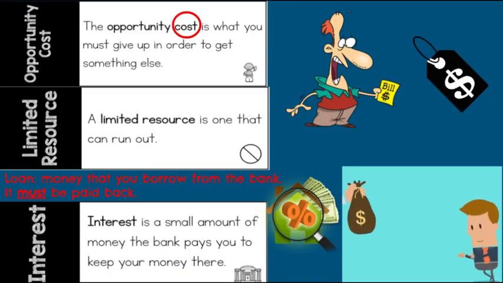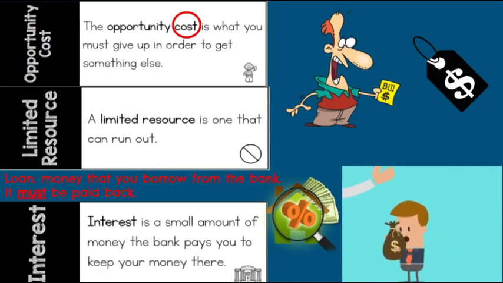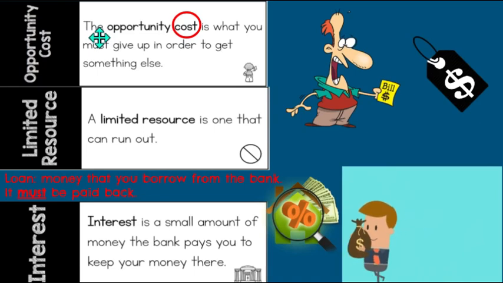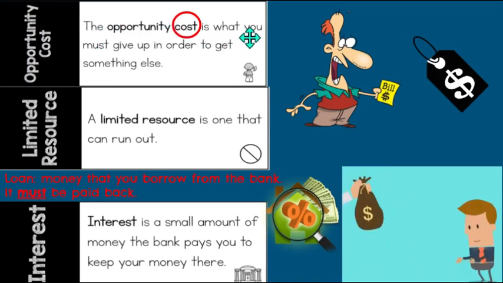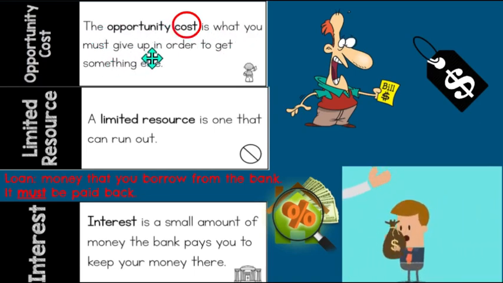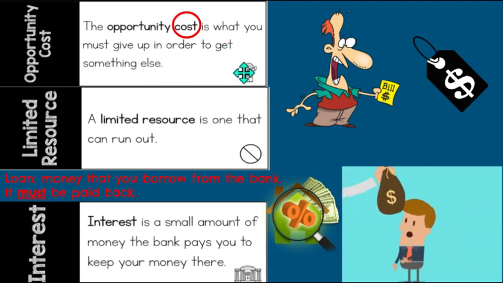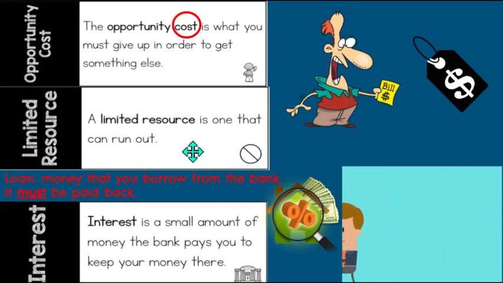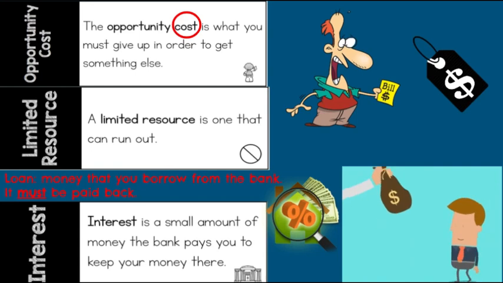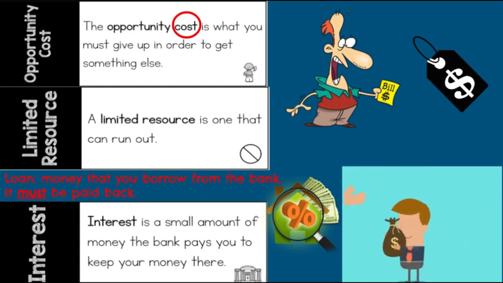You have to remember that different things have different costs. Sometimes this is called the opportunity cost. The opportunity cost is what you must give in order to get something. So that's the amount of money or service that you have to give to get something back. A limited resource is one that can run out. So money can be a limited resource.